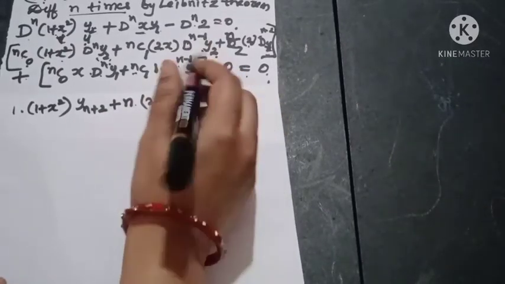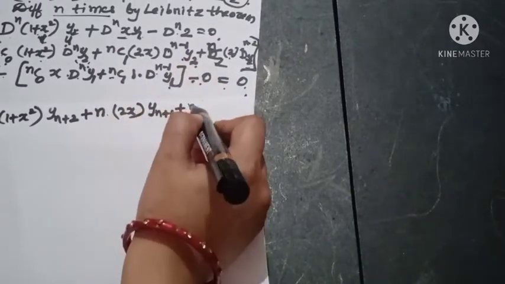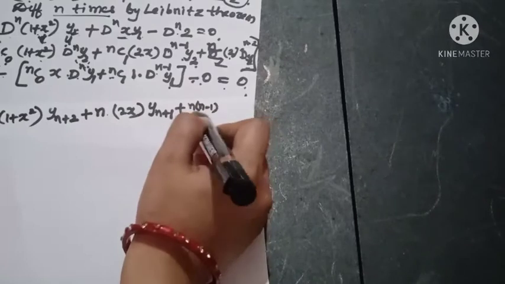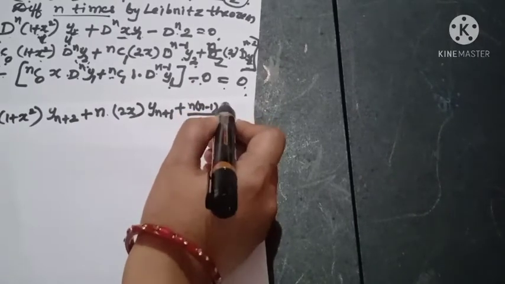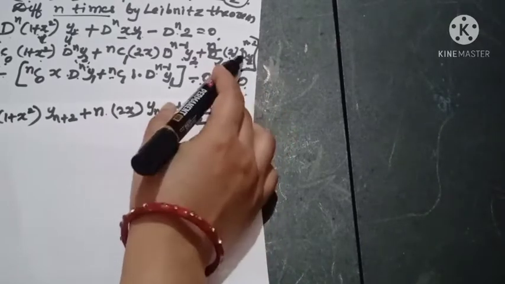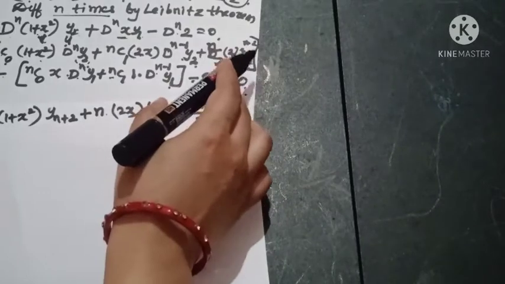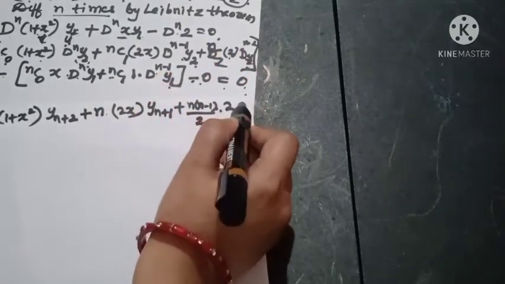plus nC2 value. nC2 is n into n minus 1 by 2 factorial, that is 2 into 1. Next 2 as it is. What is dn minus 2 y2? It is dn minus 2 plus 2, plus 2 minus 2 get cancelled, yn.